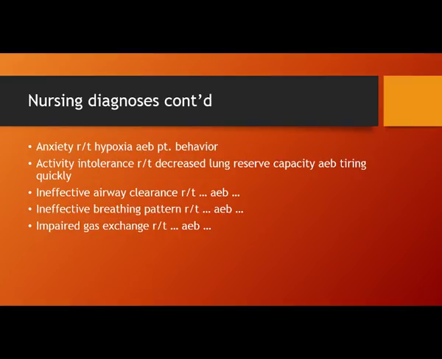So the first one is ineffective airway clearance. That's the person that has secretions that they can't get rid of. Their airway is blocked by all these secretions. Ineffective breathing pattern is the person that is either hyperventilating or hypoventilating, or something is wrong with their breathing pattern.